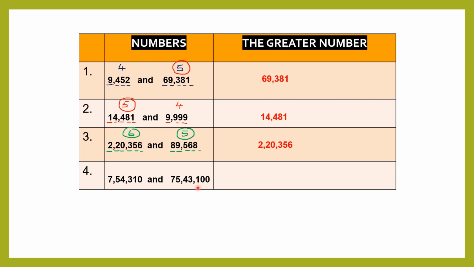In the next one, again we have large numbers. Let's count the number of digits. Here we have 1, 2, 3, 4, 5, 6. We have 6 digits here. And here we have 1, 2, 3, 4, 5, 6, 7. 7 digits here. And the number with a larger number of digits, that is the 7-digit number, is the greater number. That is 75,43,100.